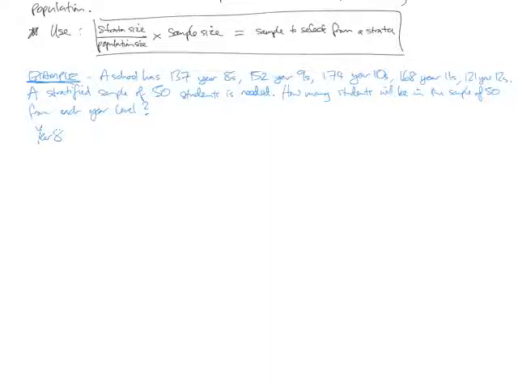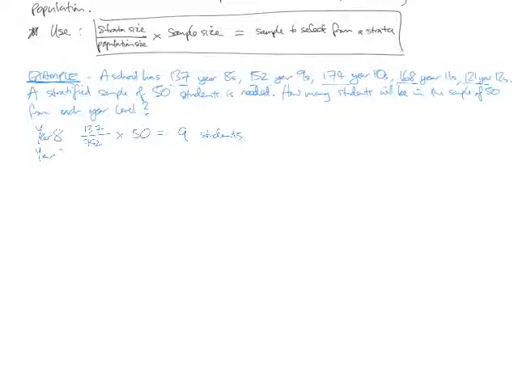So the strata size, there's 137 year 8s, and in total, if you totaled all these numbers up, from your book anyway, there would be 752 kids in total, times by the sample size that we're looking at, 50. 137 divided by 752, times that by 50. Goes 9.10, so we round down to the closest whole. It would be 9 students from year 8 in the overall sample.